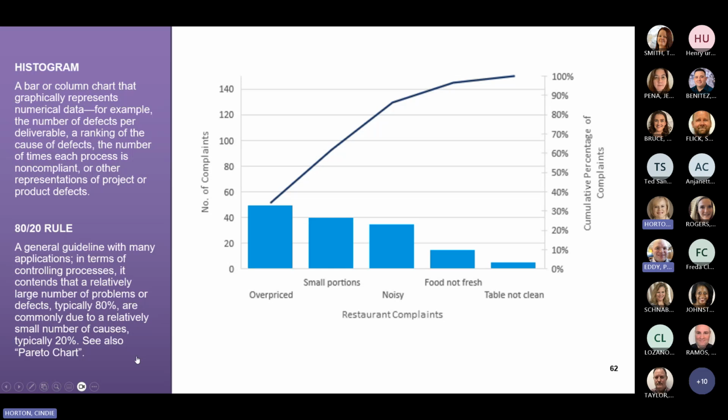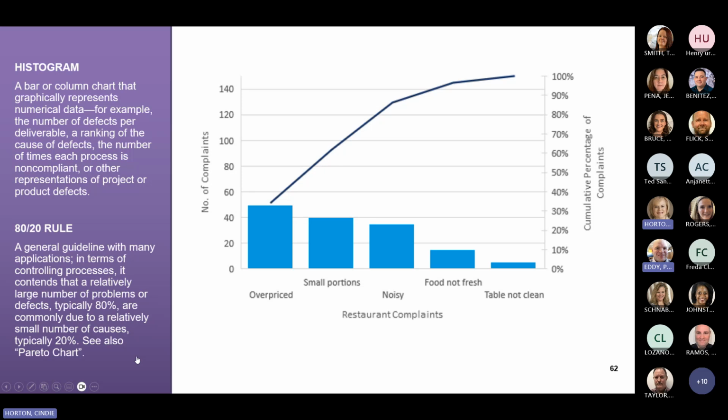A Pareto chart is a type of histogram used to rank causes of problems in a hierarchical format. It references the 80-20 rule to help to determine the most frequent defects, complaints, or other factors that affect quality, contending that a relatively large number of problems or defects, typically 80%, are commonly due to a relatively small number of causes, typically 20%. This tool demonstrates the frequency of occurrences.